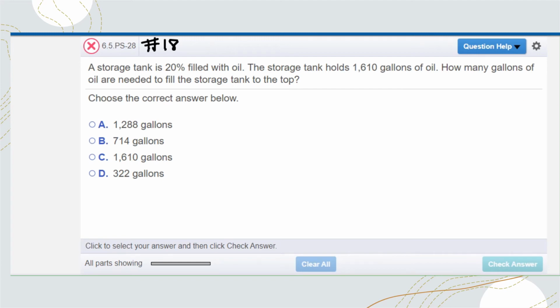So we always want to know what we're trying to find. What are you trying to find here? The question mark is right here. The question word is how. So we're trying to figure out how many gallons of oil are needed. So that's what we're trying to find. Some given information to answer that question is the storage tank holds 1,610 gallons of oil. So is this the part or the whole?